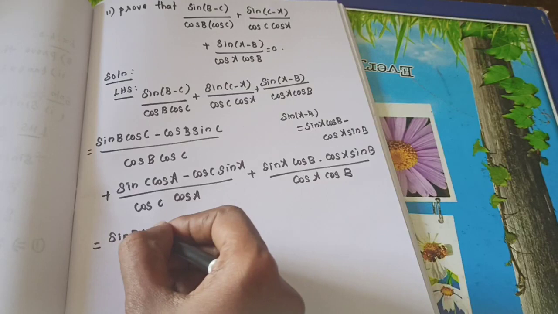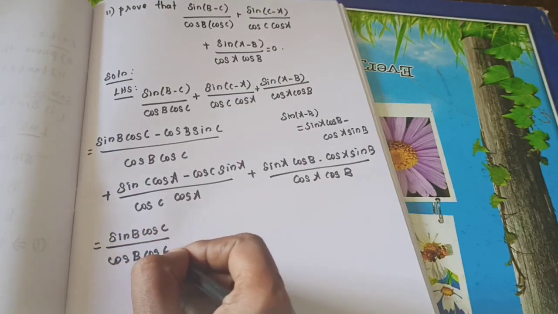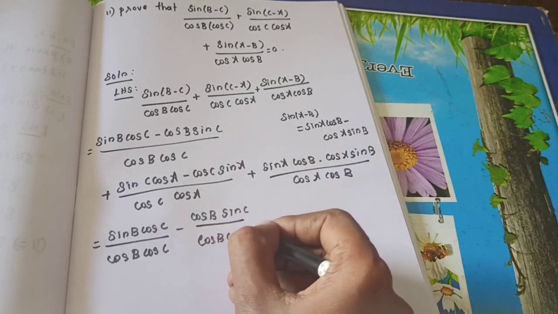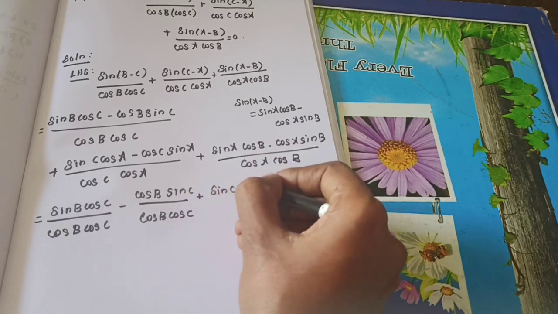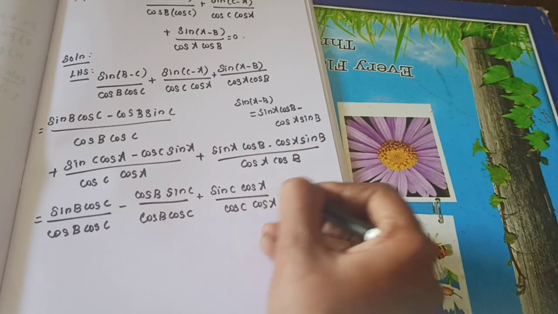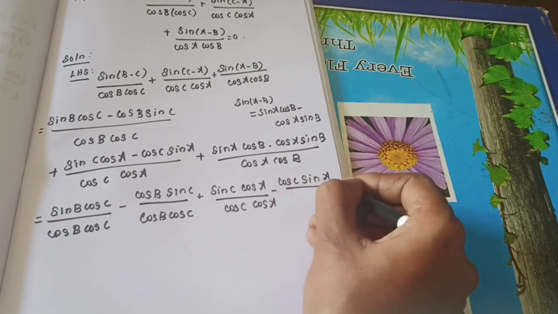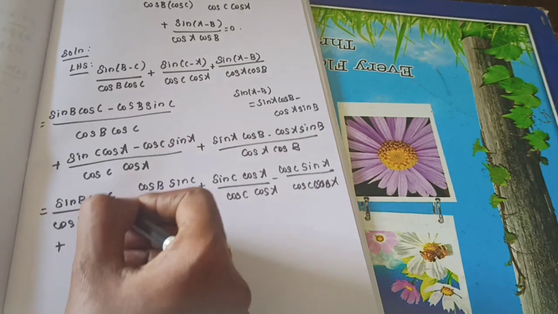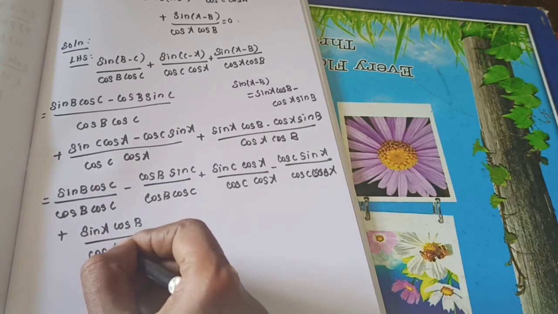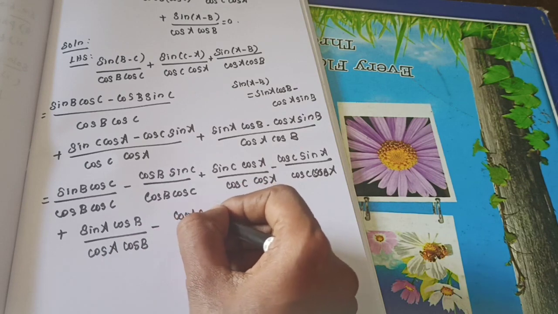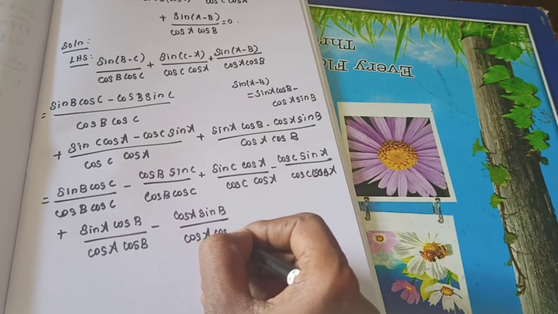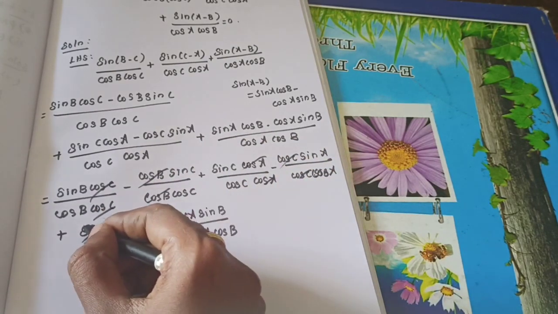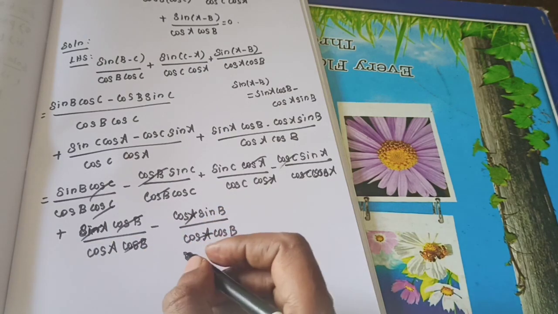Equal to sin B cos C divided by cos B cos C minus cos B sin C divided by cos B cos C, separate as two terms, plus sin C cos A divided by cos C cos A minus cos C sin A divided by cos C cos A, plus sin A cos B divided by cos A cos B minus cos A sin B divided by cos A cos B. Cos C cancels, cos B cos B, cos A cos A. Okay, write down all the remaining.